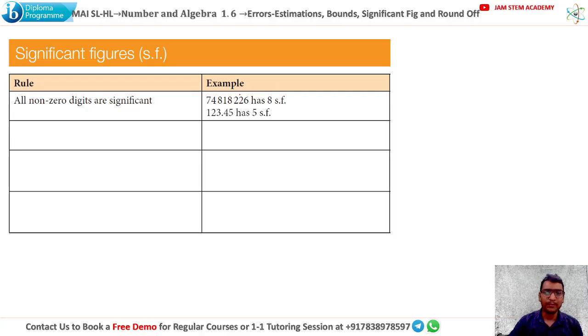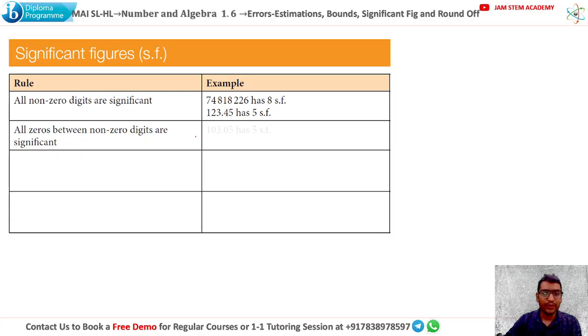One more example, if I have in decimals 123.45. So even after the decimal, we have some numbers. Don't worry about it. Count the number of non-zero digits. Here we have 5. So 123.45 has 5 significant figures. Next rule. All zeros between two non-zero digits are also significant figures.